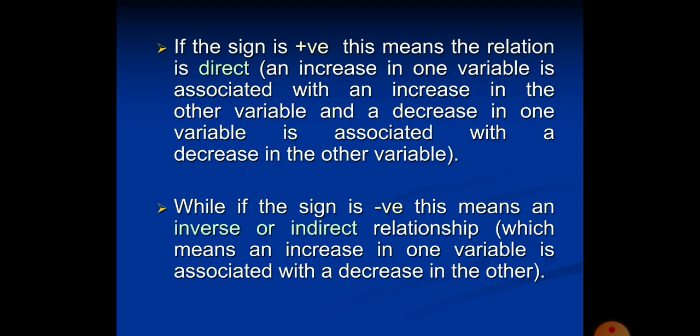Now the second type: if the coefficient of correlation is negative, that means they are opposite to each other. If one quantity is increasing, the second will be decreasing. If the first one is decreasing, the second will be increasing. They are oppositely related to each other, so that is called negative relation.